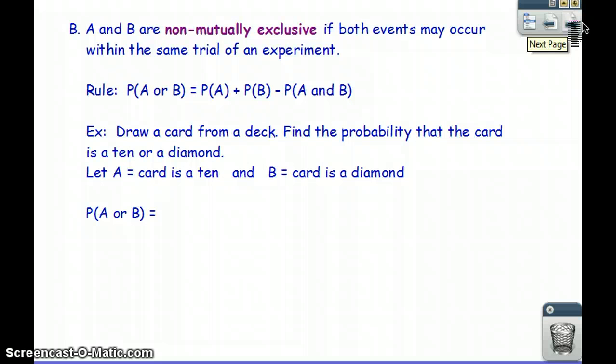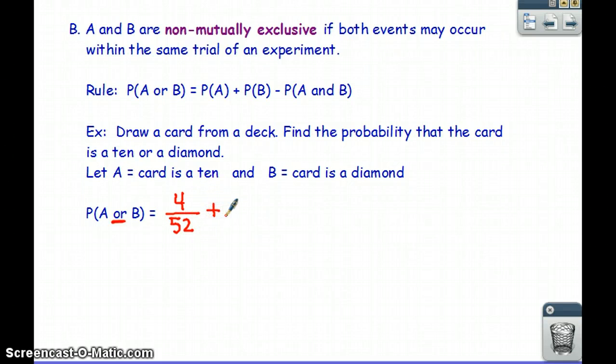Non-mutually exclusive means there is some sort of overlap. So let's consider the deck of cards again. What's the probability that we pick a 10? Well, how many 10s are there? There's 4 out of the 52 possible cards. Okay, it's still an OR problem, so we're going to add.